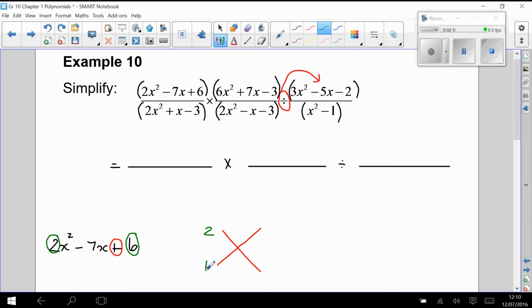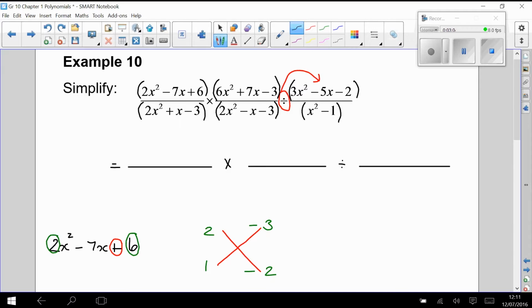Now, because 6 can be written as 1 times 6 or 2 times 3, I have to think a little bit harder. I want to write down numbers so that when I add them together, I'm going to get a 7. If I write a 2 here and a 3 there, and I add these numbers once I've cross-multiplied, I'm going to get a 7. But I don't want just a 7, I want a minus 7. So I'm going to be adding minus numbers, which means that I must have minus 3 added to minus 4. All that remains is for me to fill in the x's.